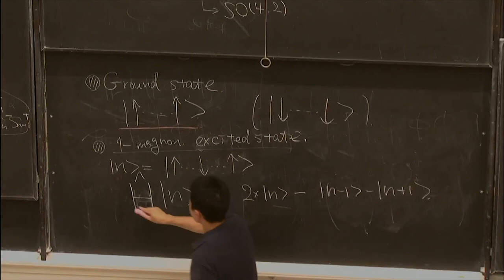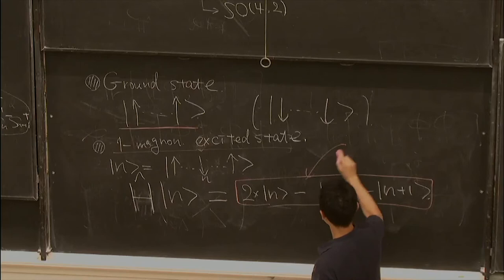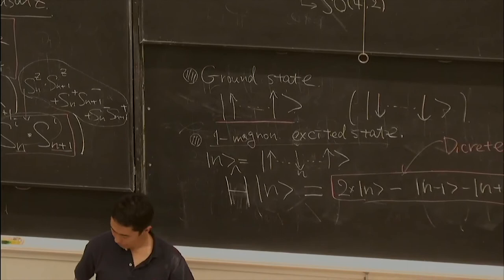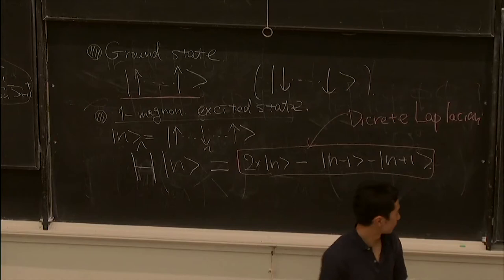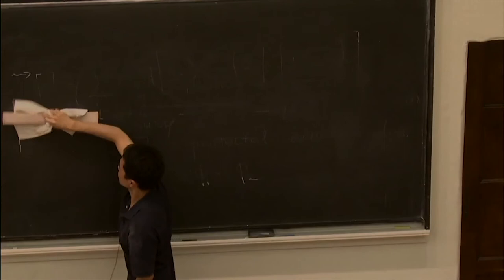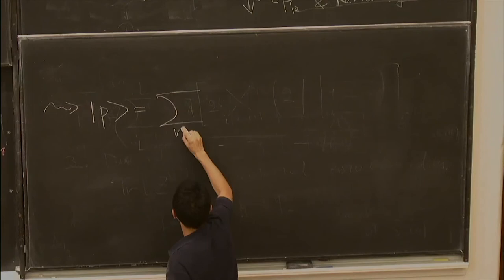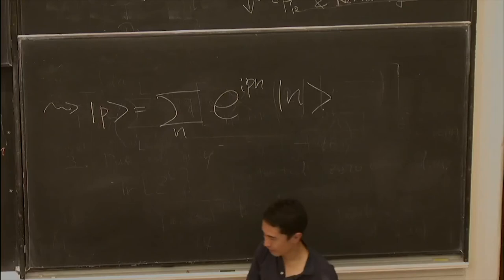OK, so if you look at this, then you clearly see that this is just a discrete Laplacian. Because it is a discrete Laplacian, you can easily construct the eigenstate. The eigenstate should be given by some plane wave. So this means that the eigenstate is given by this kind of structure, e to the i p n. And so this should be the correct eigenstate.